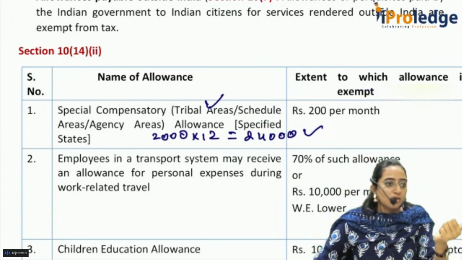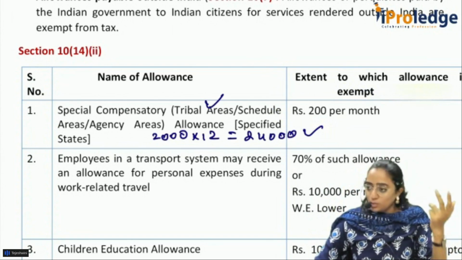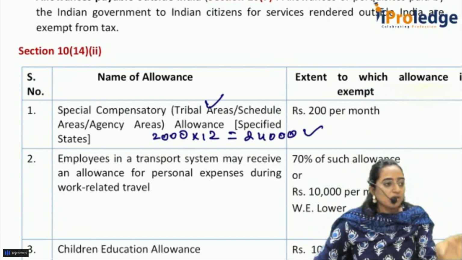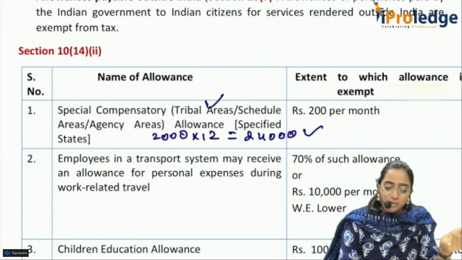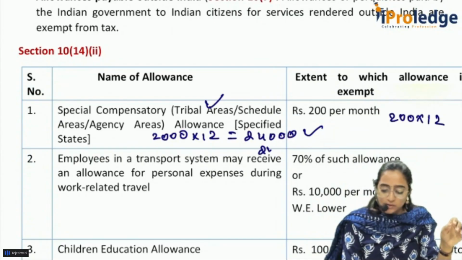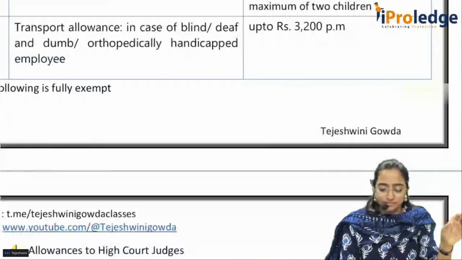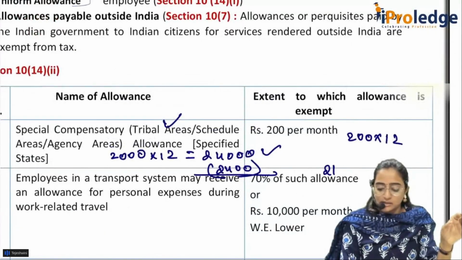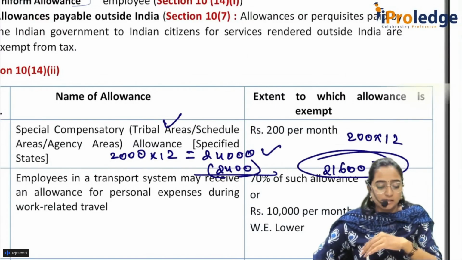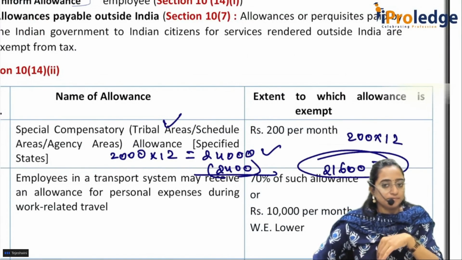This is all old provision. They're not updating all these things. So 200 rupees per month means 200 multiplied by 12, which is 2400 as the exemption. So the remaining 21,600 becomes the taxable special compensatory allowance. Everyone, have you understood, people? Clear? Everyone?